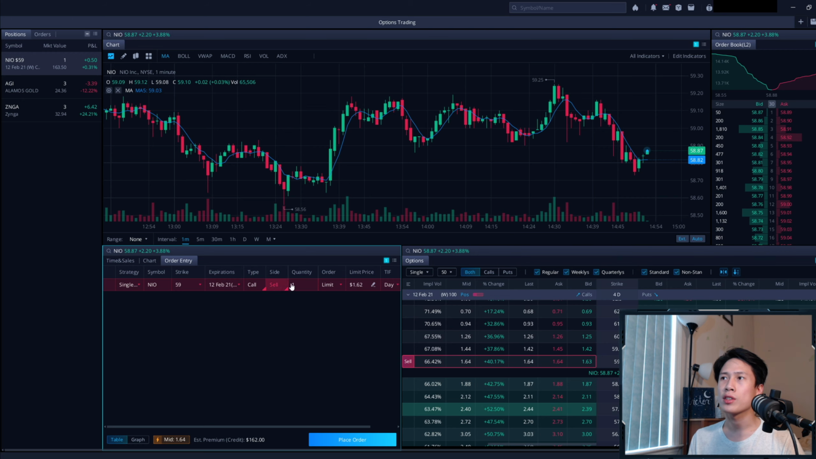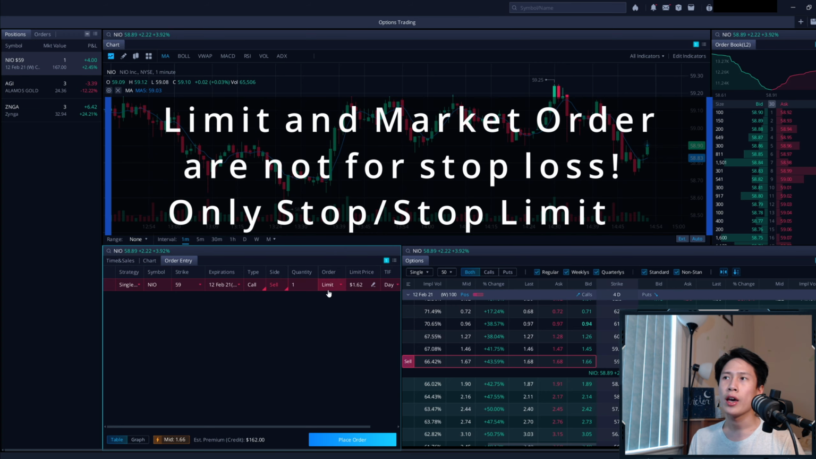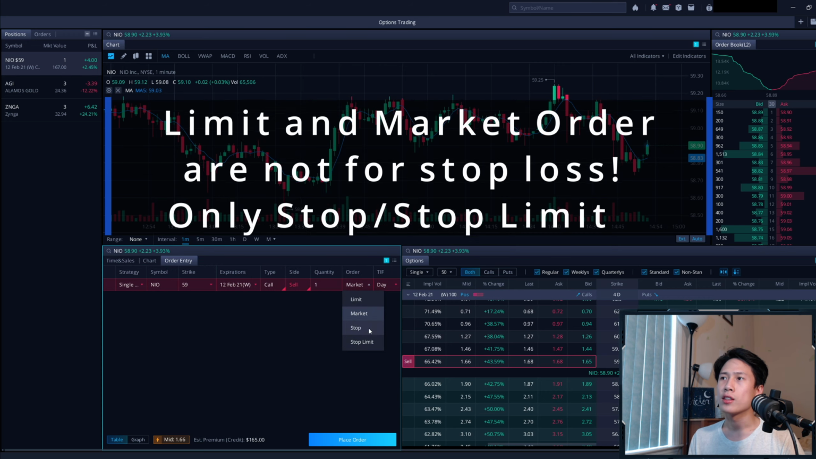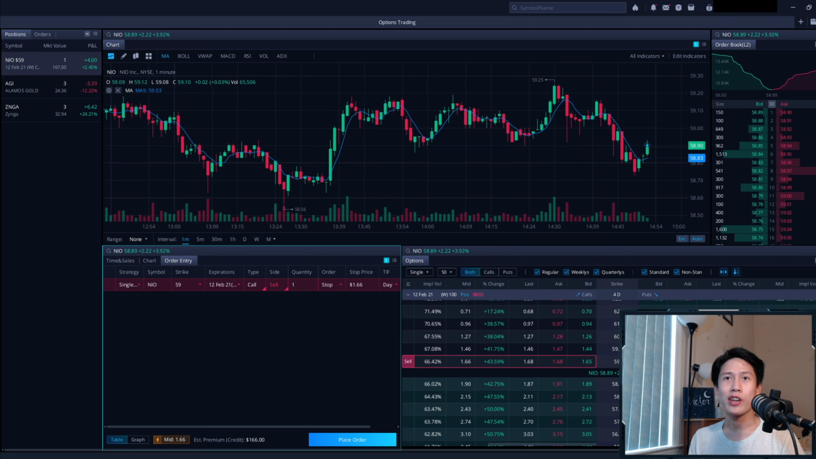So make sure you have everything set up, and then you go over here to order type, and where it says limit, instead of limit or market, I'm gonna hit stop or stop limit, just to clarify what each is. Your limit order is just to sell your option at a certain price point, and then market is just to sell wherever the market is right now, and then stop is where the magic happens.